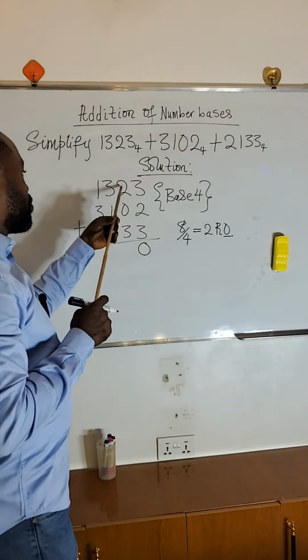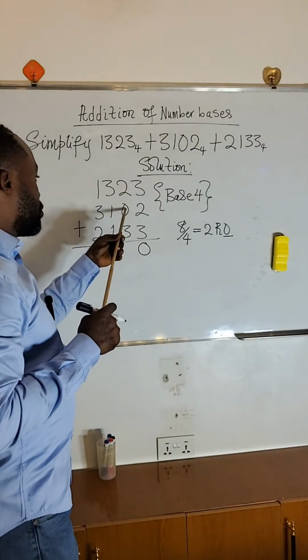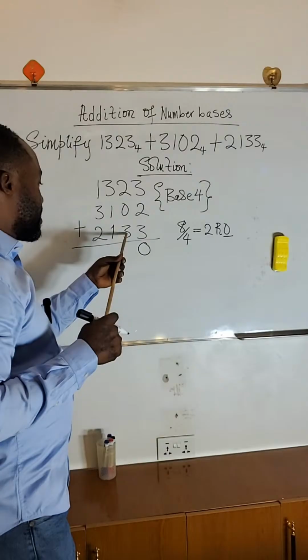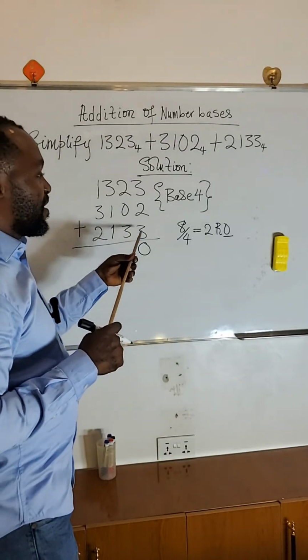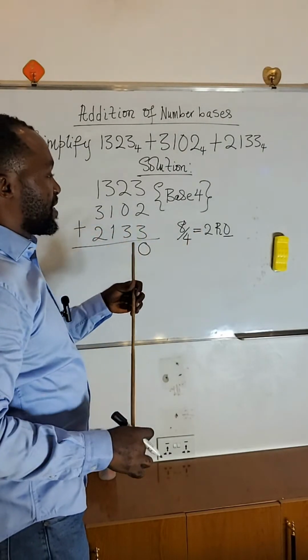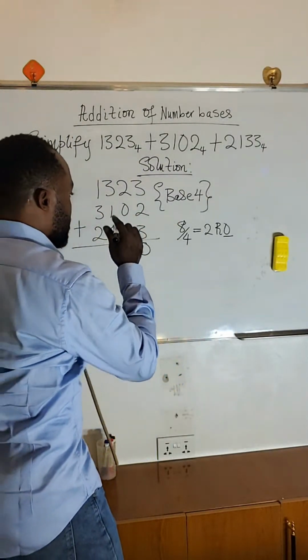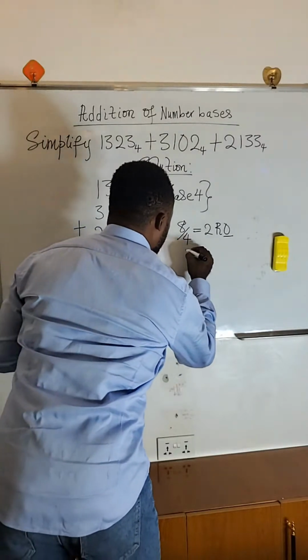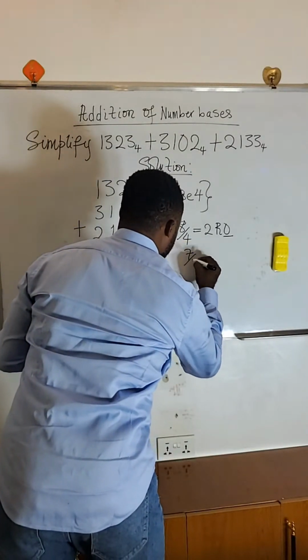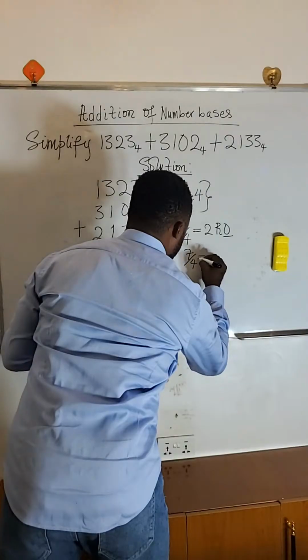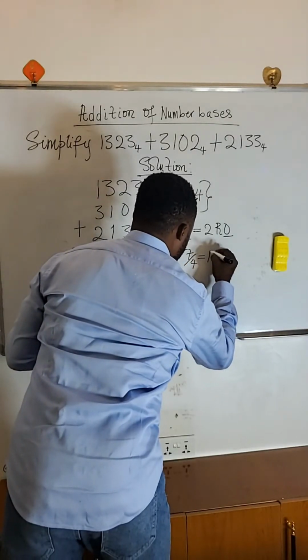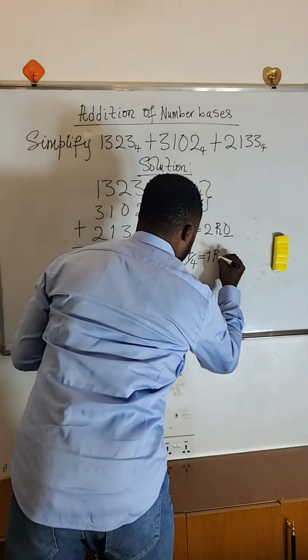So here is 2 plus 0, 2. 2 plus 3, 5. 5 plus 2 is 7. Since we are working in base 4, we cannot write 7 here. We will now say 7 divided by 4. That will be 1, remainder 3.